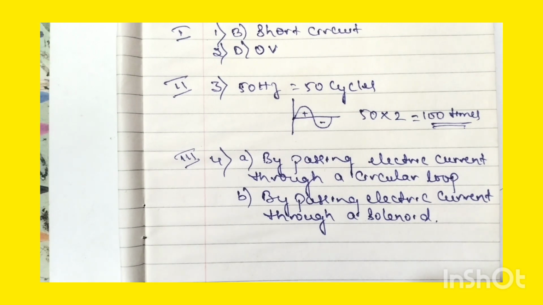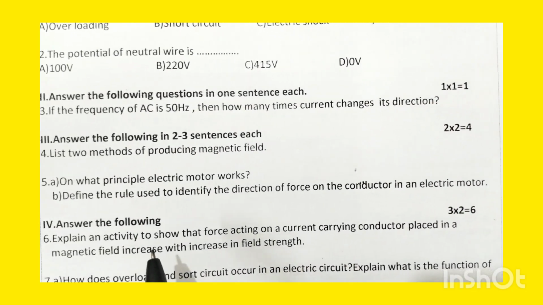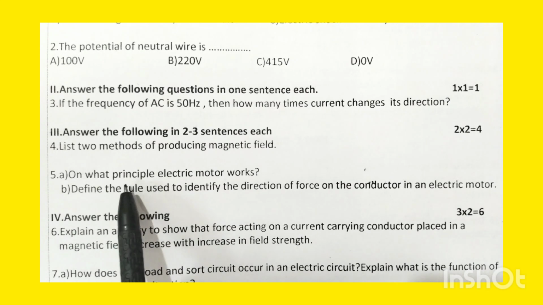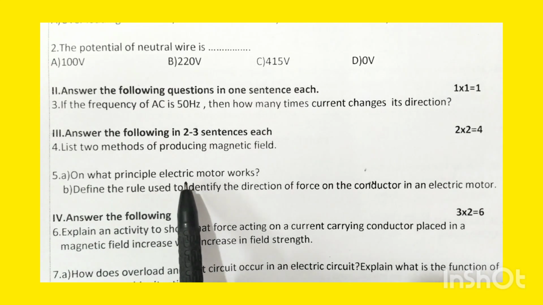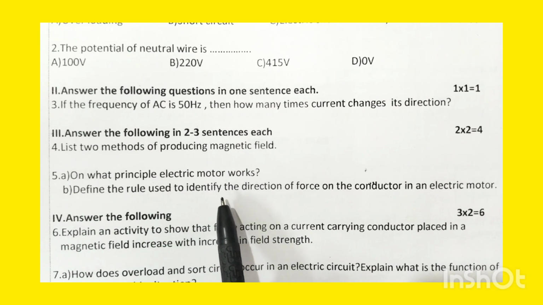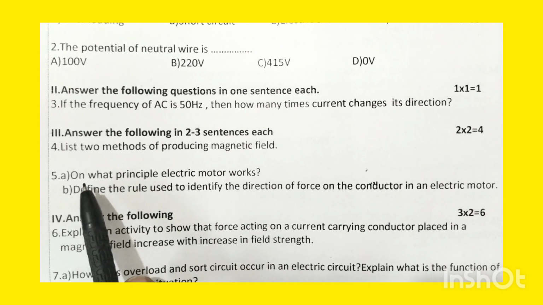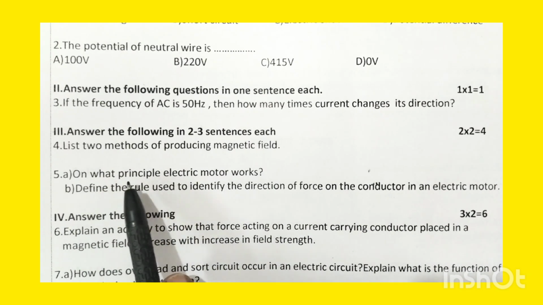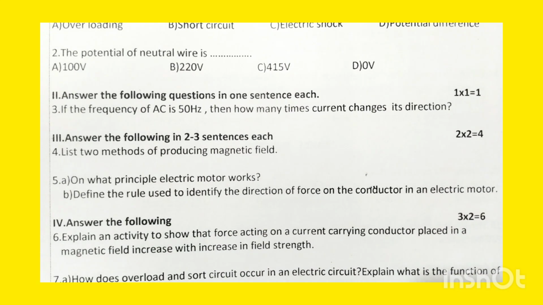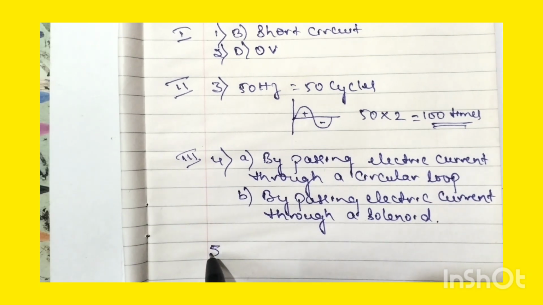Now let us move to question number 5. Question number 5 is: on what principle does the motor work? Second one, define the rule used to identify the direction of force on the conductor in an electric motor. So on what principle does an electric motor work? This is the fifth question.